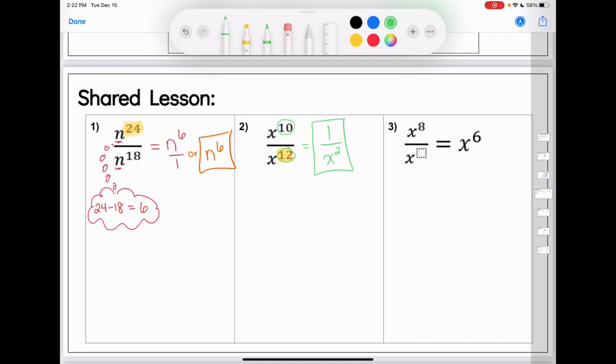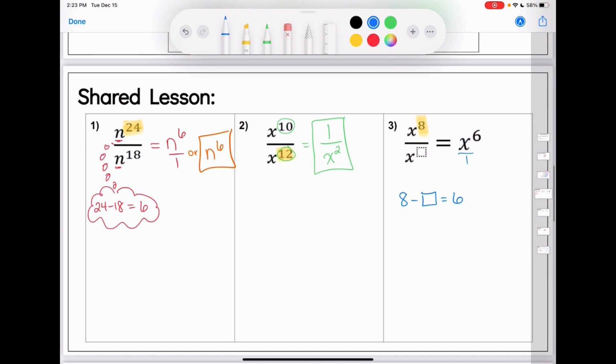All right, now number 3, what's the missing exponent here? x to the 8th over x to the what power equals x to the 6th. All right, now when it says x to the 6th, that really means x to the 6th over 1, right? Which is telling me that the leftovers are going to be left over on the top. So the top number has to be the larger exponent. So I have to do 8 minus what would give me 6.